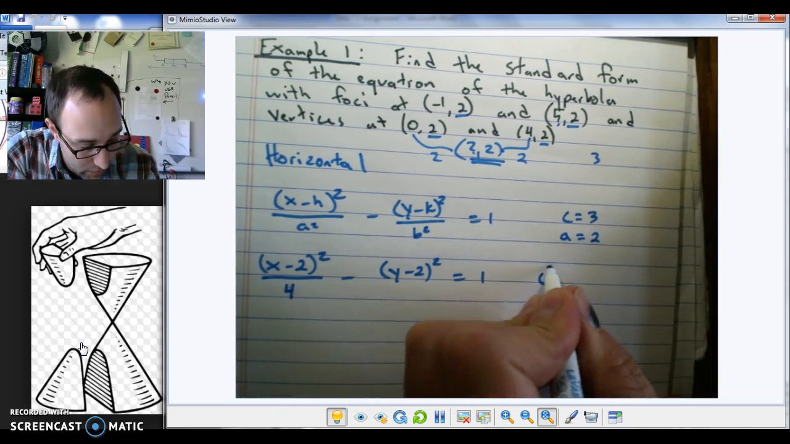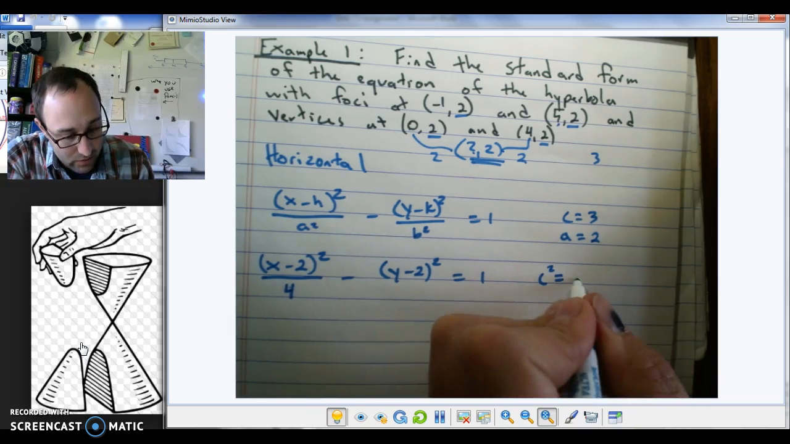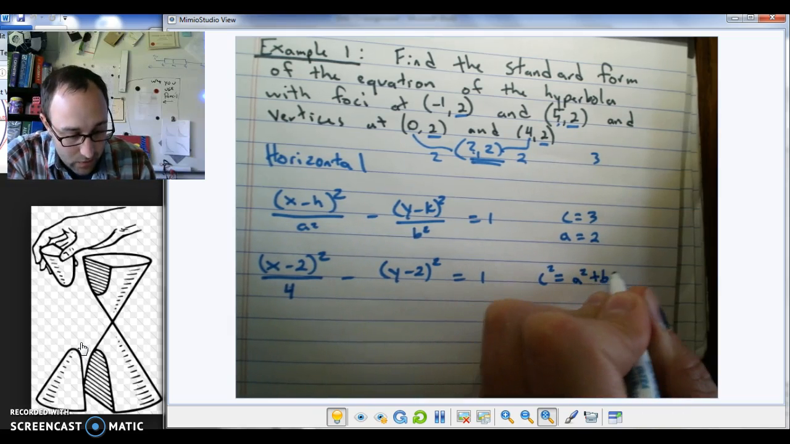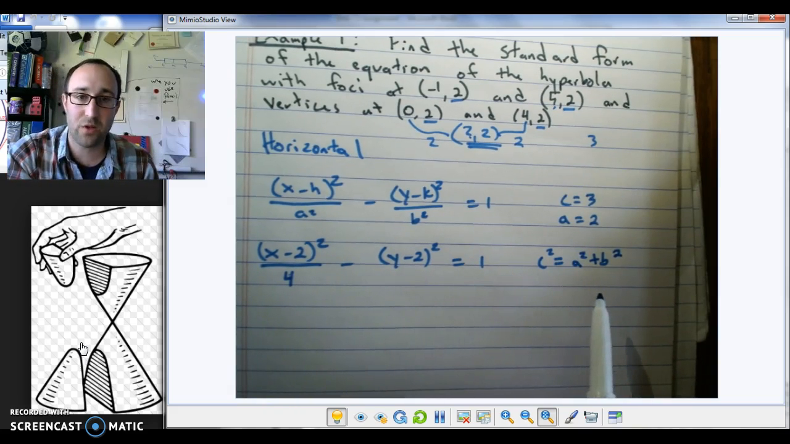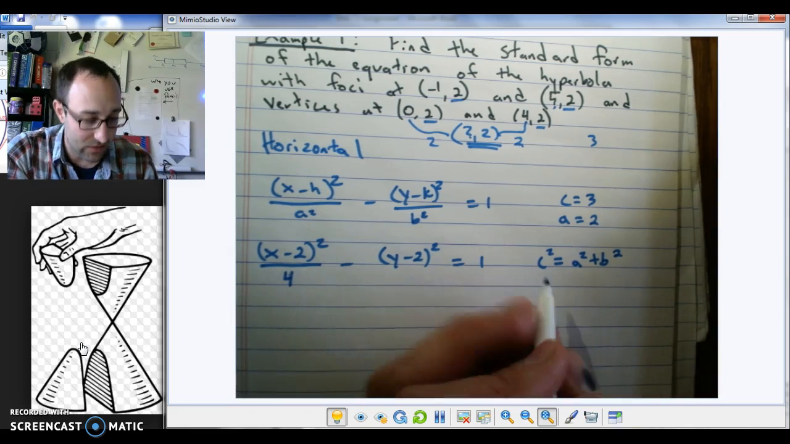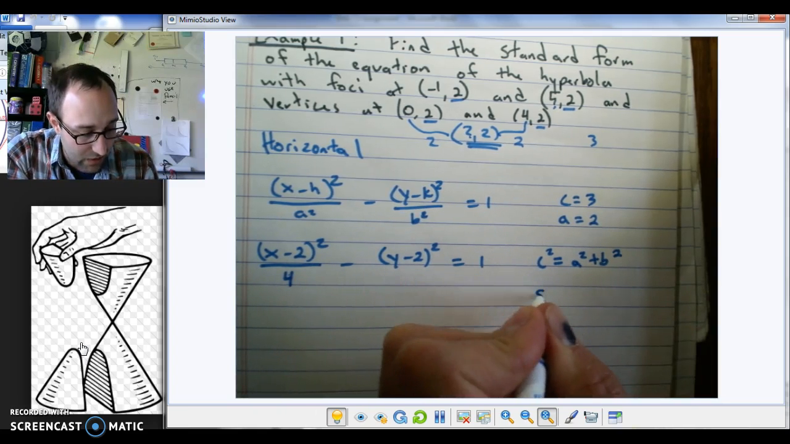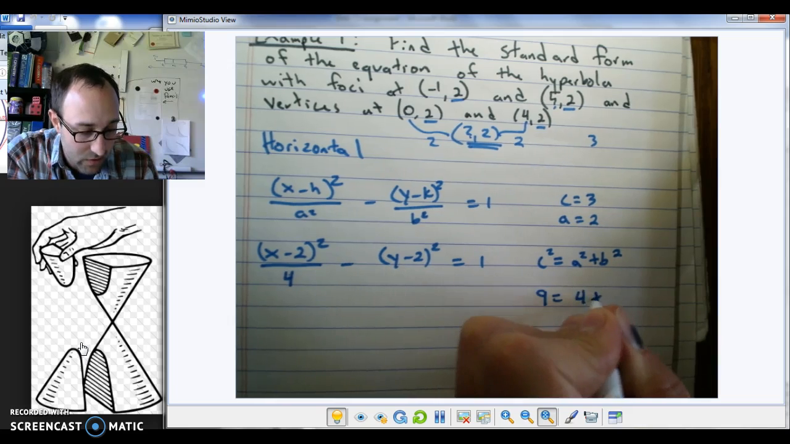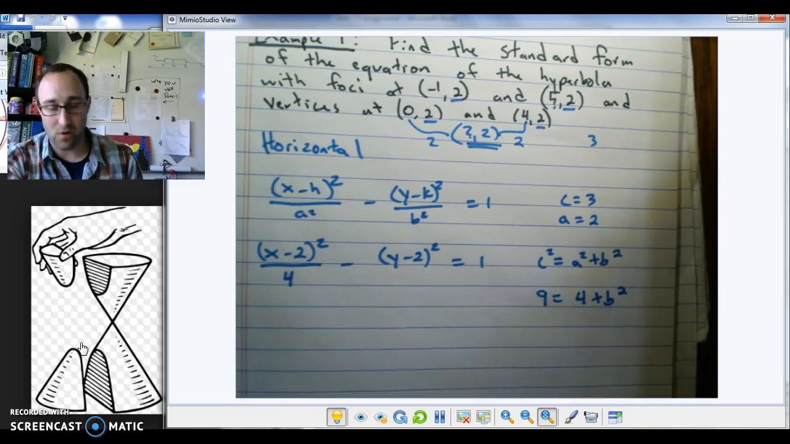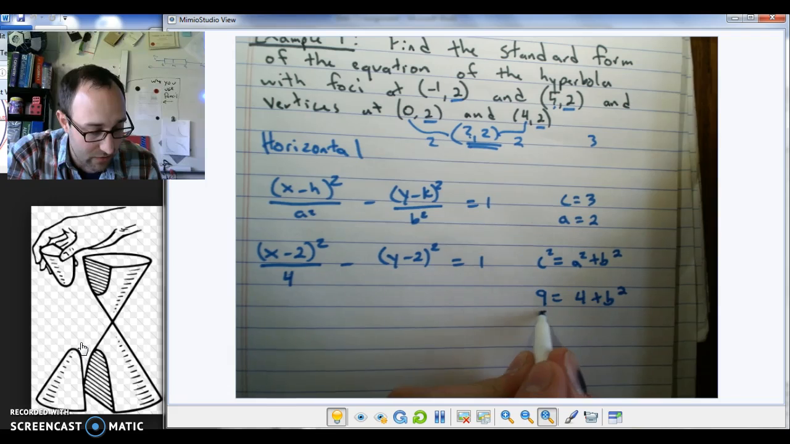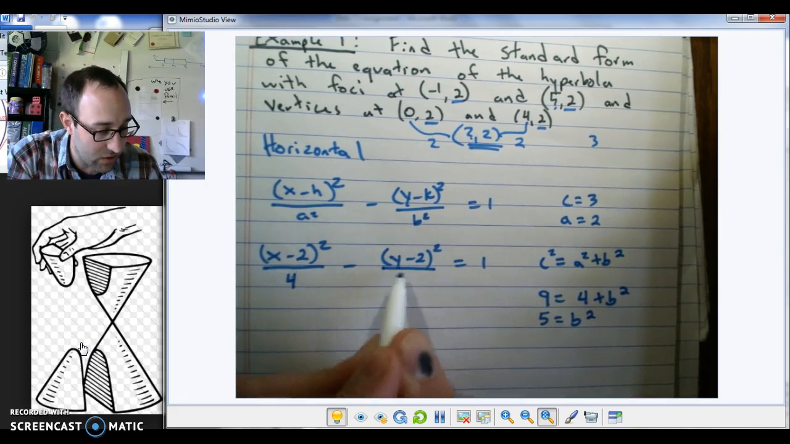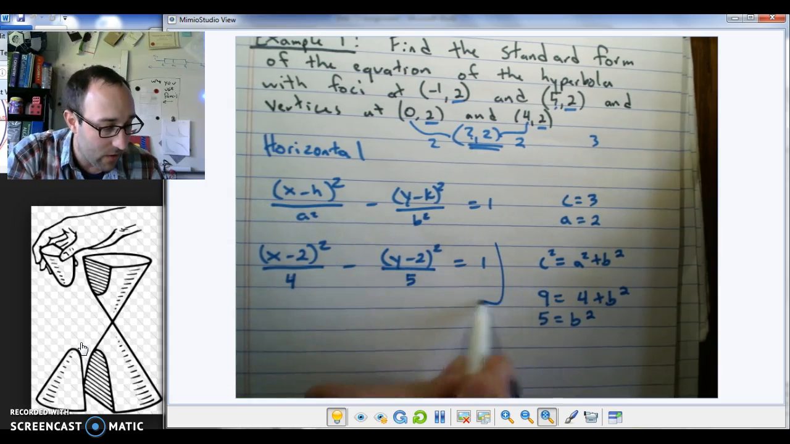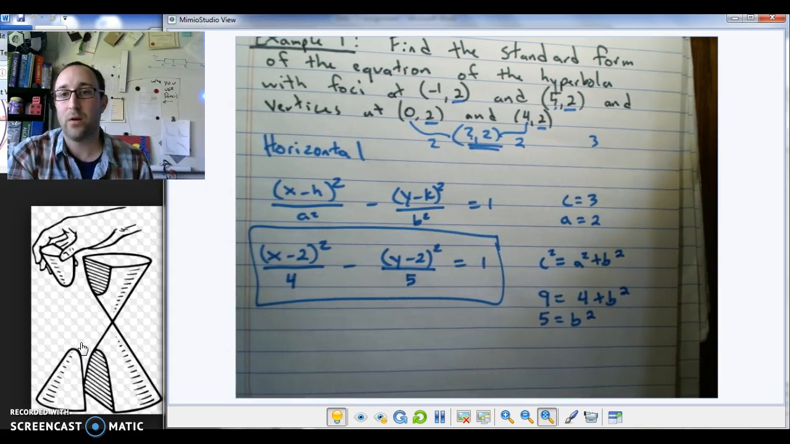So we can say c squared equals a squared plus b squared, not minus. This is kind of where it gets tricky, because all the stuff is almost the same except for a plus here and a minus there, and switch the a's here and don't switch the a's there, so it gets a little confusing. c squared is going to be 9 equals 4 plus b squared. Then subtract 4, and I should get 5 equals b squared. I don't really need to go any further because that's the number that goes here, so I can just say 5, and there is the equation.